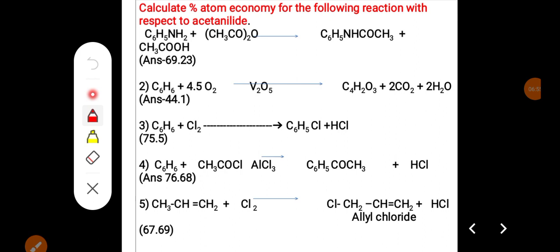These are a few reactions given to you for practice. Please go through them and solve the reactions.